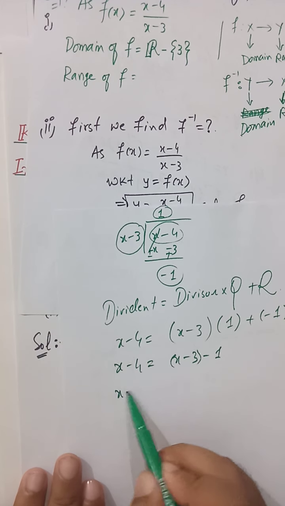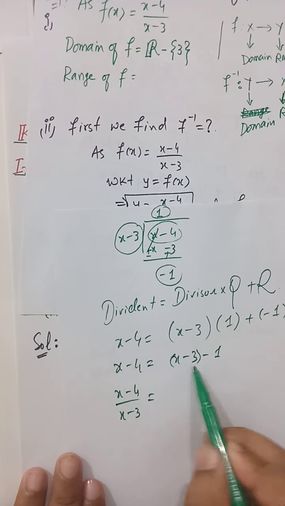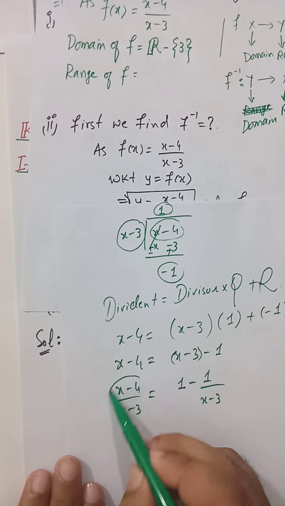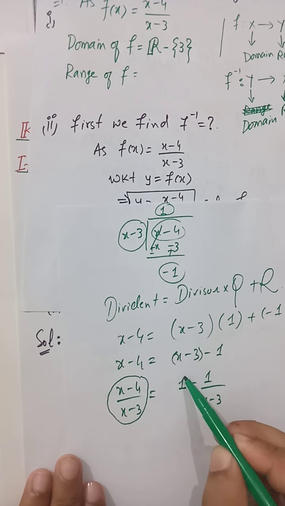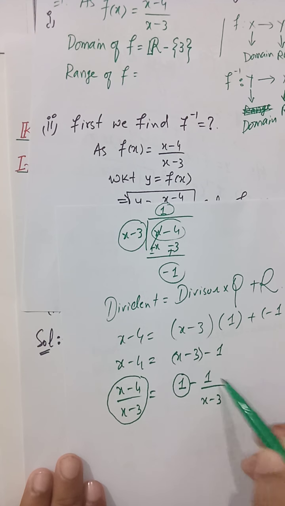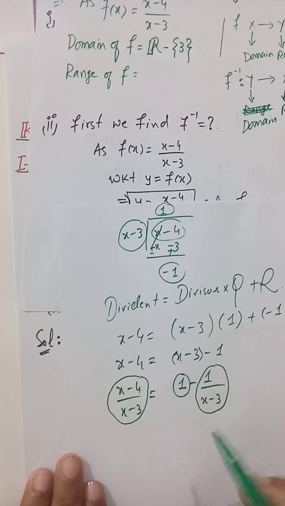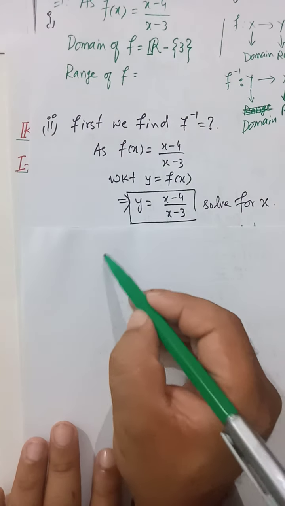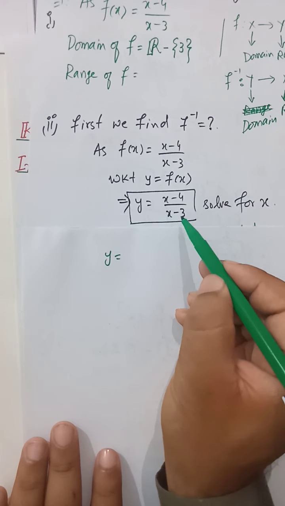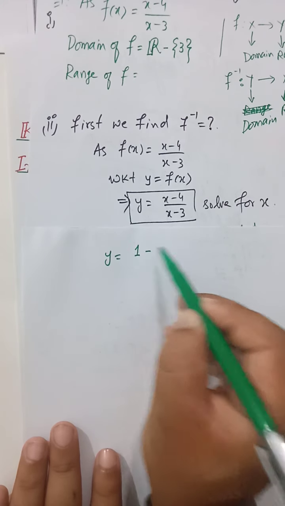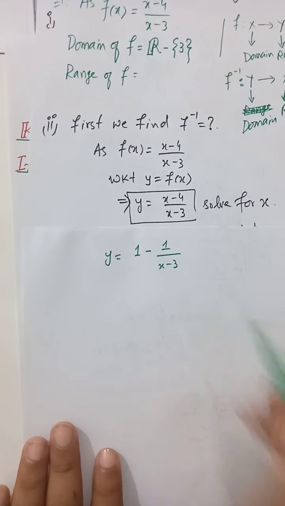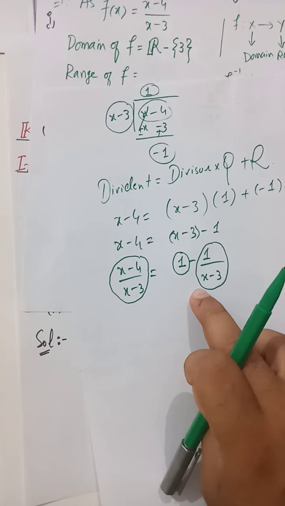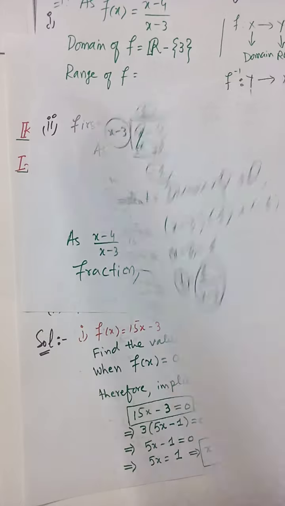Dividing both sides by x minus 3. So when you divide this by x minus 3, you will get 1, and here you will get 1 divided by x minus 3. So you see that this is your improper fraction. This improper fraction is converted into a constant function and a proper fraction. So I can replace this x minus 4 divided by x minus 3 by 1 minus 1 divided by x minus 3. You see it from here. X minus 4 divided by x minus 3 is equal to 1 minus 1 divided by x minus 3.